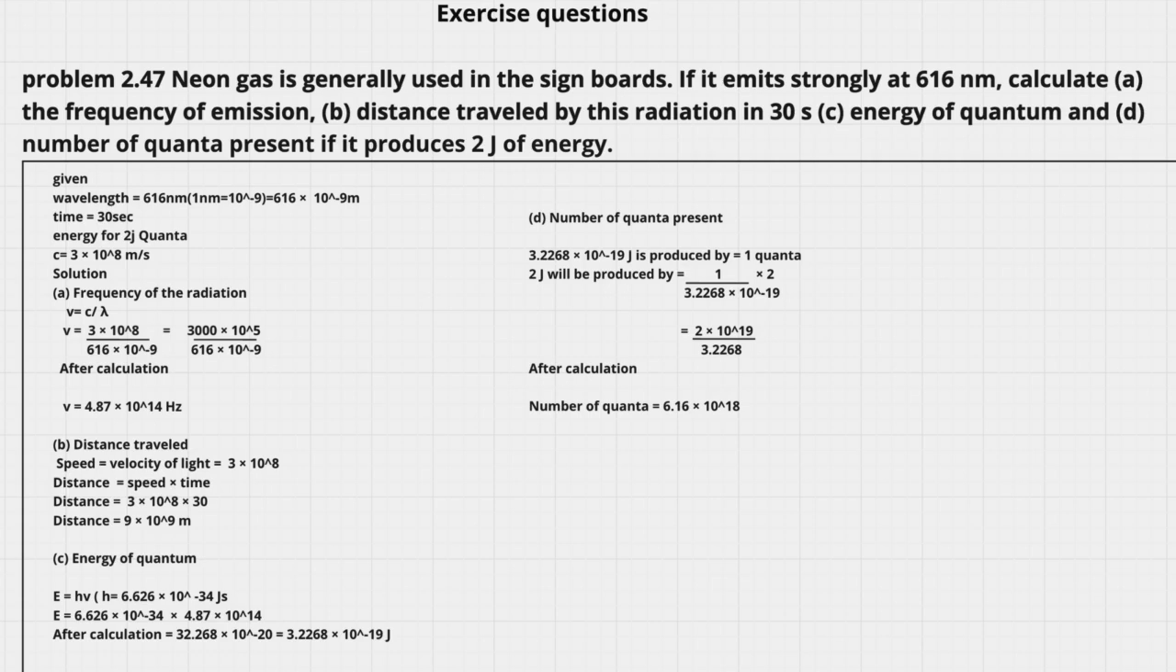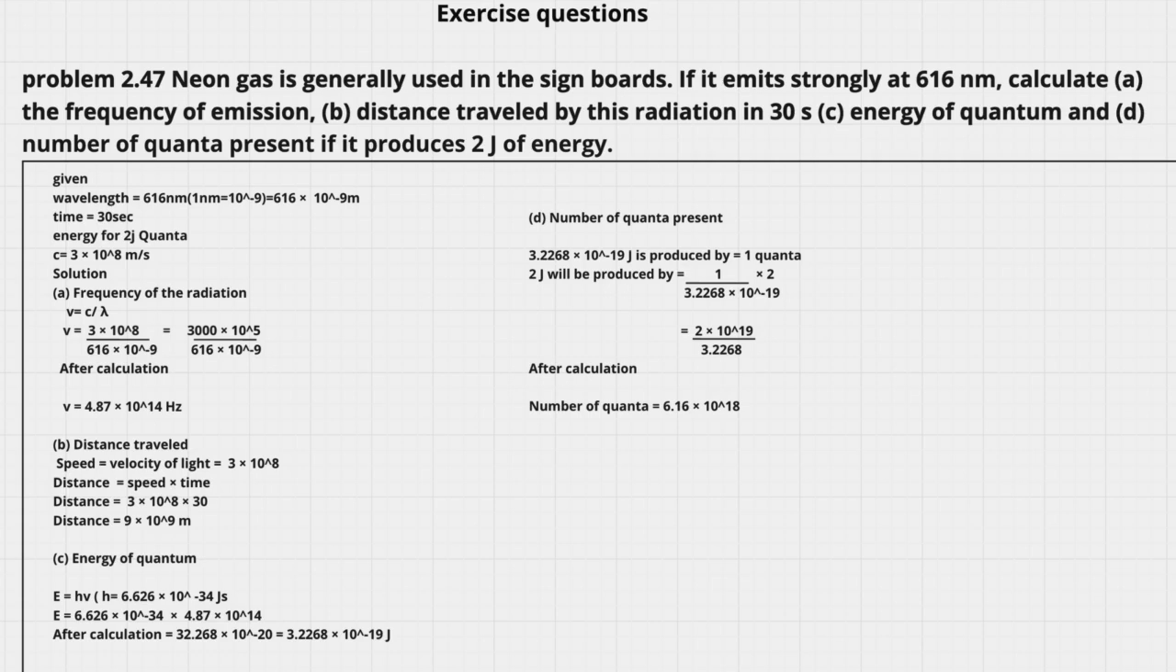Problem 2.47. Neon gas is generally used in the signboards. If it emits strongly at 616 nanometers, calculate A, the frequency of emission; B, the distance traveled by this radiation in 30 seconds; C, the energy of quantum; and D, the number of quanta present if it produces 2 joules of energy.